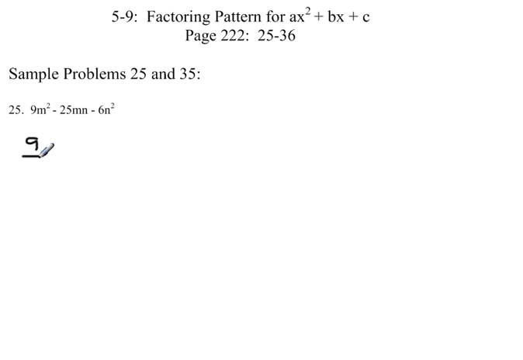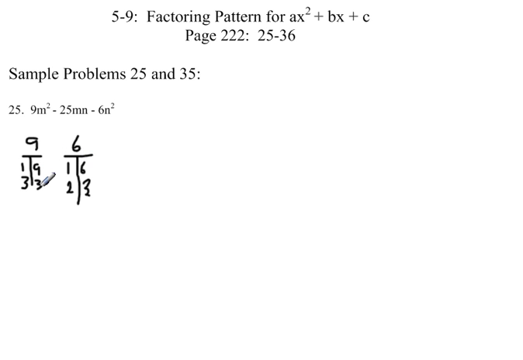So we're going to start out with the factors of 9, which are 1 and 9 and 3 and 3. And the factors of 6 are going to be 1 and 6 and 2 and 3. And our goal, we're going to try to get to 25. So we're going to have to get pretty big here. With 1 and 9 and 1 and 6, your only possible options would be 9 plus 6 or 54 if you do 9 times 6. So that combination isn't going to work out.